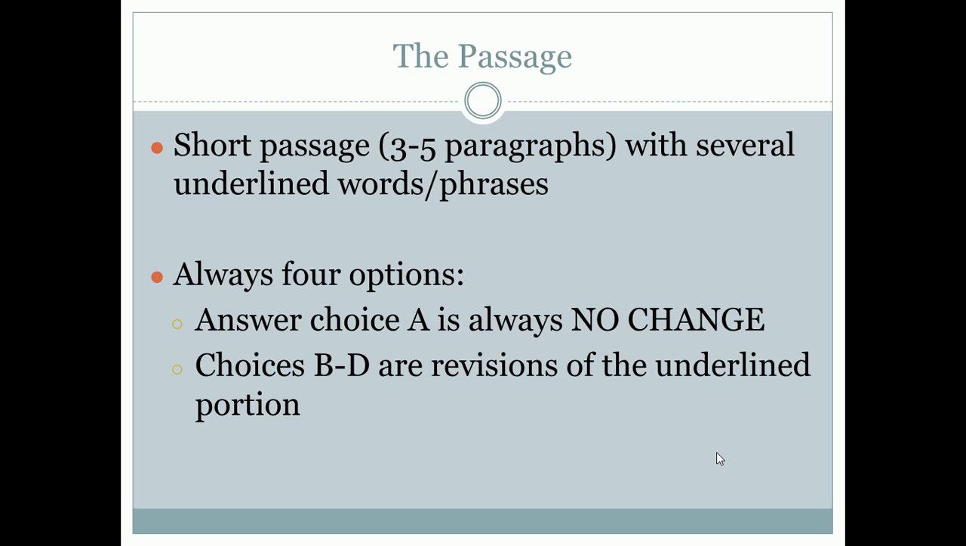Okay, let me say this more clearly. So there's always 4 options, and if it's a question about grammar, answer choice A will be no change. That means that the current way that it's written in the passage is the best, and B through D are various revisions which may or may not be better than the underlined portion.